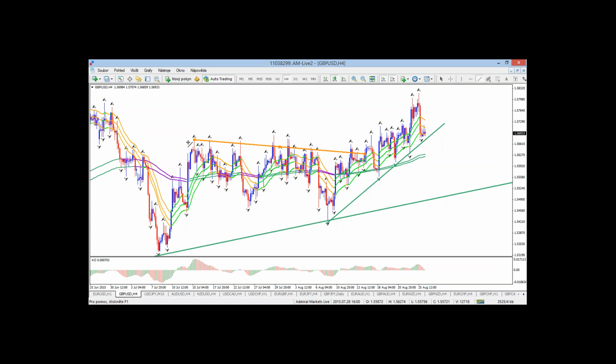You can also draw both. One cutting through wicks, one not cutting through wicks. Both are equally valid, and you create kind of a zone of resistance or support like that. And that's something that is important as well, to keep in mind that both are basically an option.